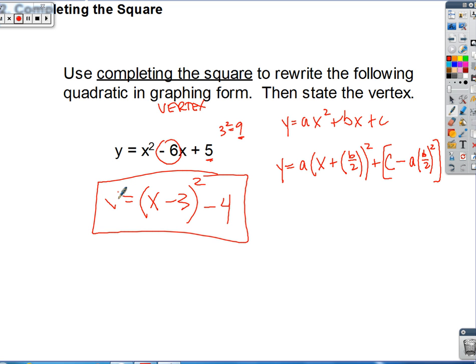So there's my graphing form. Now the vertex is always the same in graphing form. It's always the opposite of your h value and then your k value. This is h, this is k. So the vertex for this particular quadratic will be 3, negative 4.